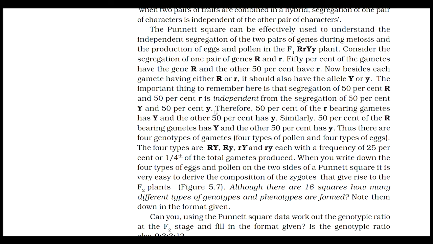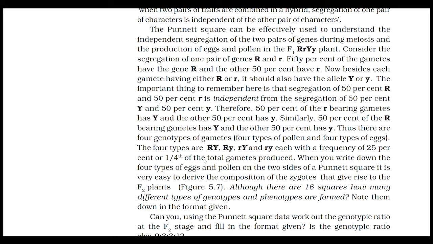Therefore, 50% of small r bearing gametes has capital Y and the other 50% has small y. Similarly, 50% of the capital R bearing gametes has capital Y and the other 50% has small y. Thus, there are four genotypes of gametes, which are four types of pollen and four types of eggs. The four types are capital R capital Y, capital R small y, small r capital Y and small r small y, each with a frequency of 25% or 1/4 of the total gametes produced.